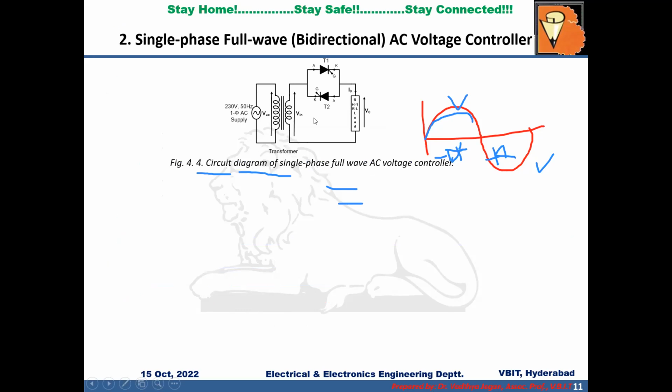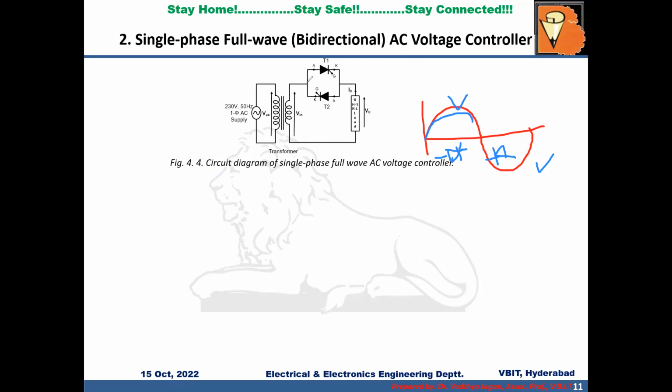Here you can see the equivalent circuit where T1 is used to control the positive half cycle, whereas T2 is used to control the negative half cycle, which means there are two control devices. T1 is responsible for positive half cycle. Similarly, T2 is responsible for negative half cycle. That is why they are connected in anti-parallel to each other, right?